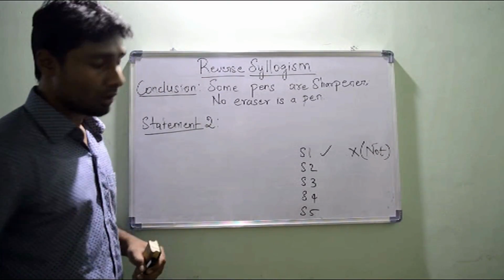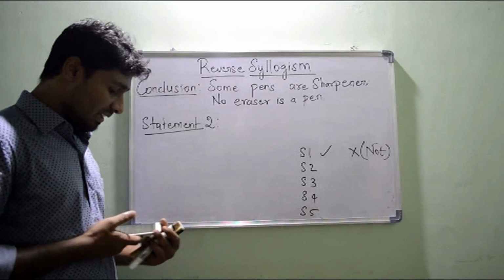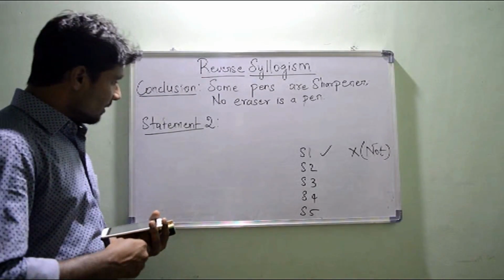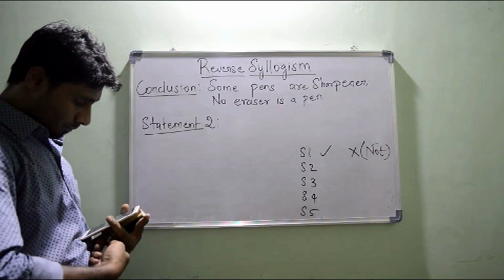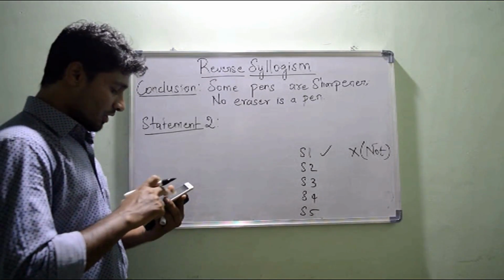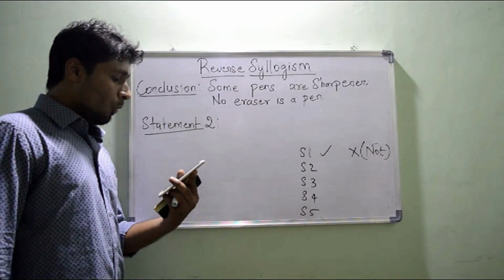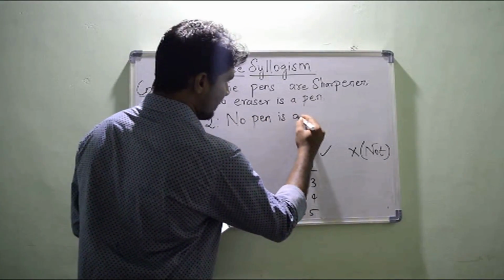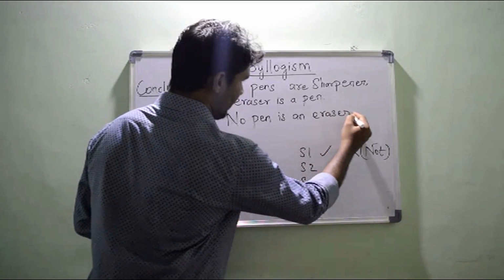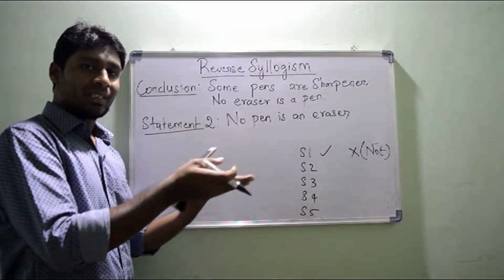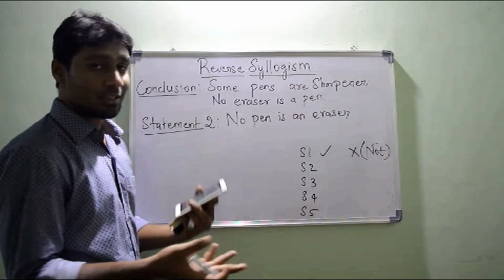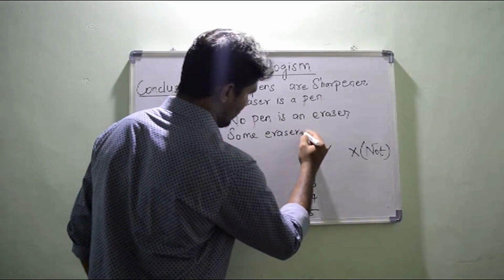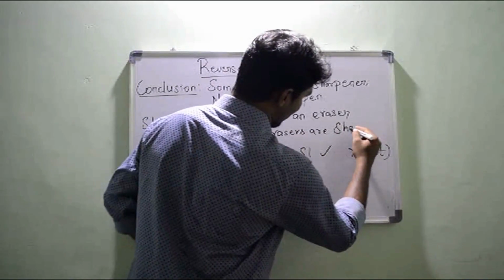You believe it or not, I have 5 questions in this containing the same statement. And question number 2, statement 2 states that for the same set of conclusions, it is given that no pen is an eraser. No pen is an eraser, and this is statement 2. Again followed by one more statement given here. One more states that some erasers are sharpeners.